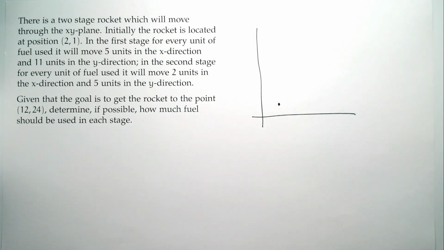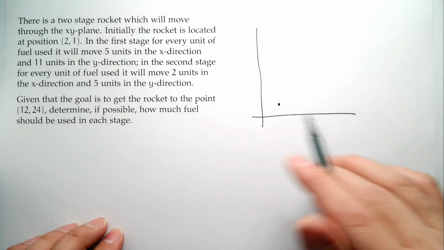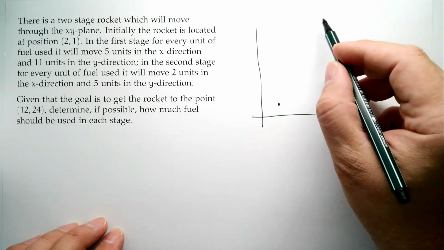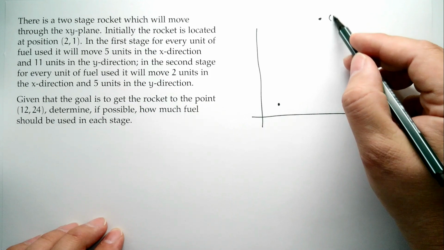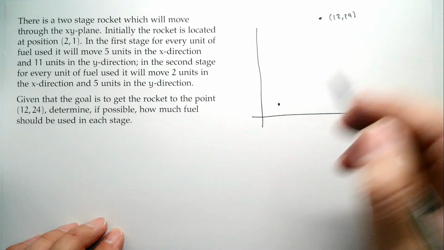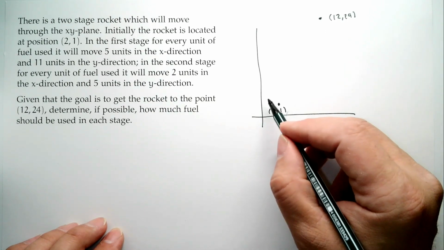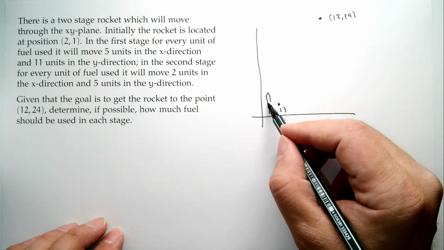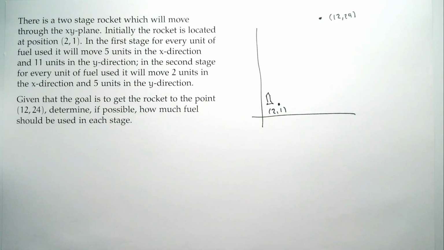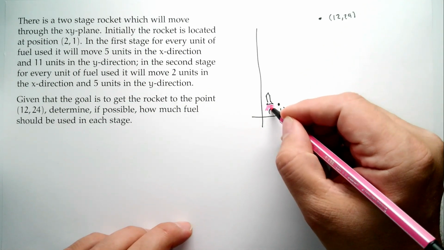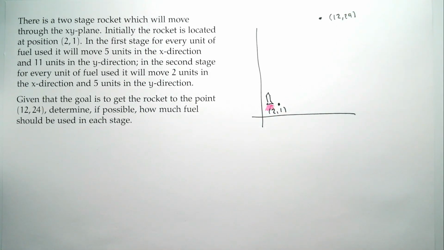Now, what's our goal? So far, it's just assumptions. So our goal is to get the rocket to another point. So it's to get it to the point (12, 24). That's probably not exactly (12, 24), but for the purposes of the class, let's pretend it is. Okay, so I want to get my rocket, which is currently located over here. So here's my rocket, ready to go, ready to blast off. We got to make it somewhat accurate. Okay, so it's going to blast off there. All right. And we wanted to get it to that point. So determine, if possible, how much fuel should be used in each stage.